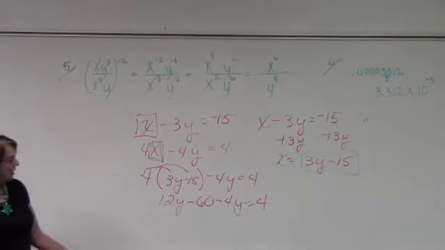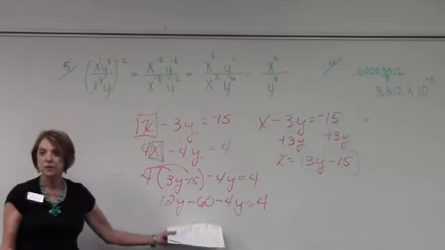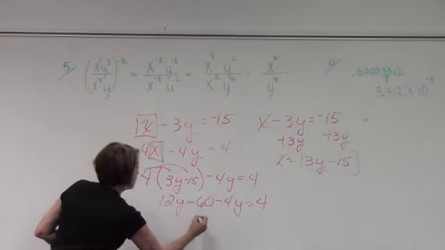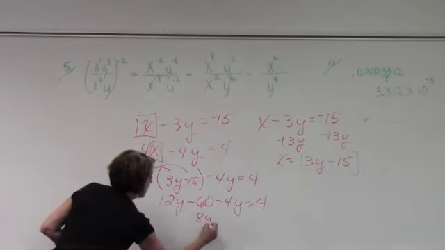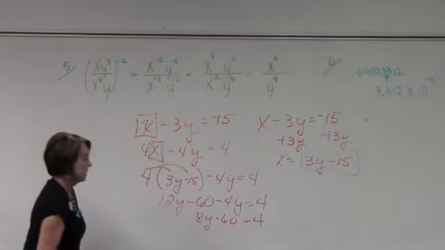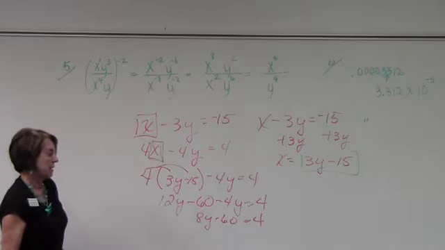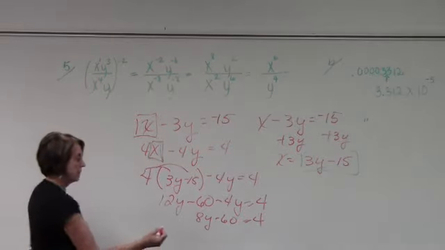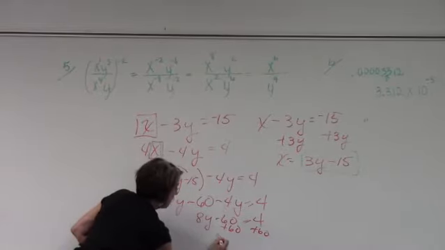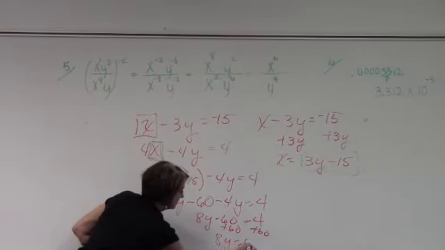Back to what we were doing a while ago. I need to collect my like terms. Do y'all see any? 12y. Okay, 12y negative 4y. 8y. Minus 60 equals 4. How am I going to get that y by itself? I'm trying to solve for y. So 8y equals 64, correct?